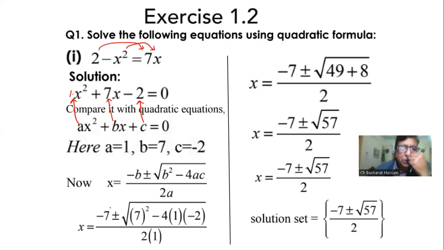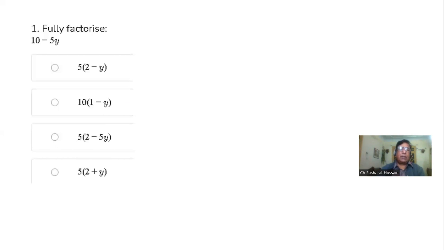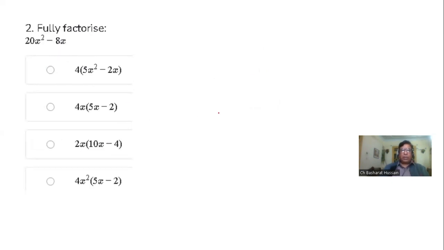Now I am going to take a test of yours. Here is a test. You can pause the video, check the answers, and then match with the answers, okay? And mark yourself. So 10 minus 5y. What is common? 5. 5 times 2 is 10, minus 5y. So 5 into 2 minus y. Which one is correct? 5 into 2 minus y. Okay, so here you can factorize first, and check yourself.